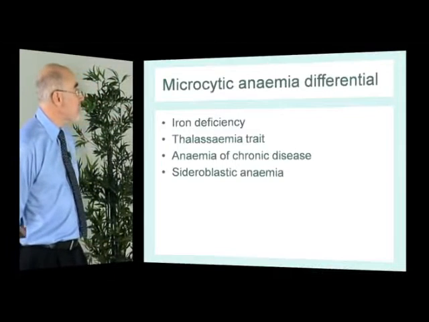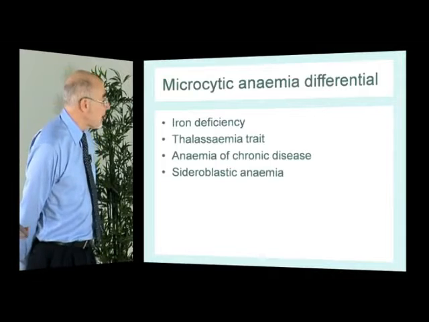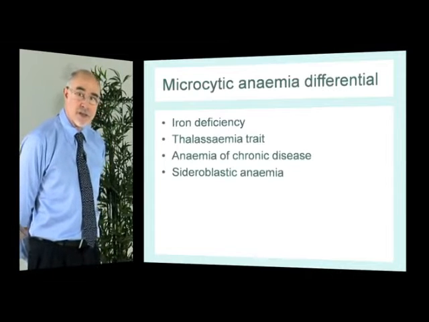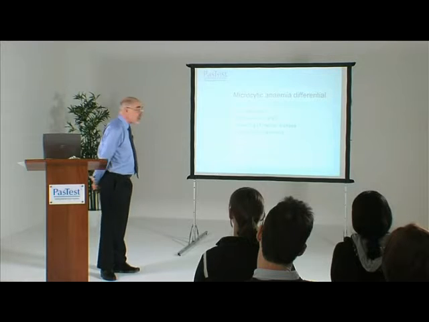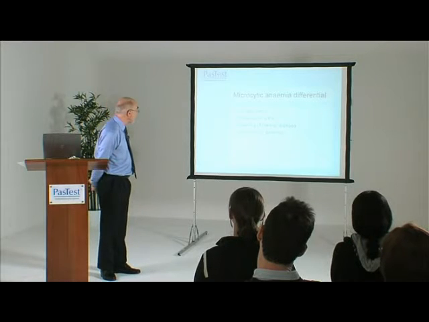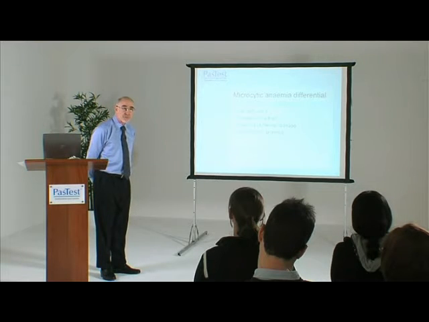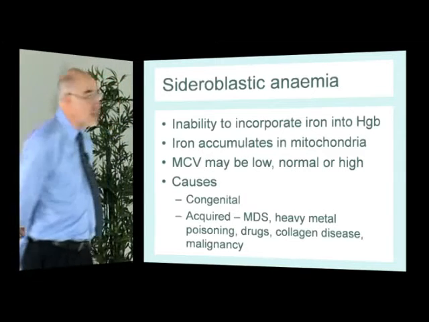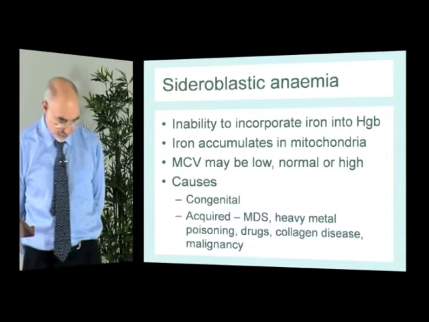So we have seen some of the causes of a microcytic anemia, of which iron deficiency, thalassemia trait, both beta thalassemia trait and alpha thalassemia trait, the anemia of chronic disease, and sideroblastic anemia are all possible causes. In this case, we're dealing with sideroblastic anemia, and I'm going to talk briefly about sideroblastic anemia.